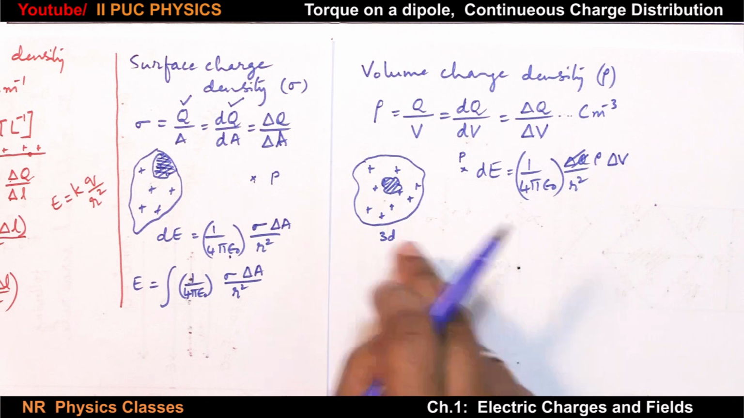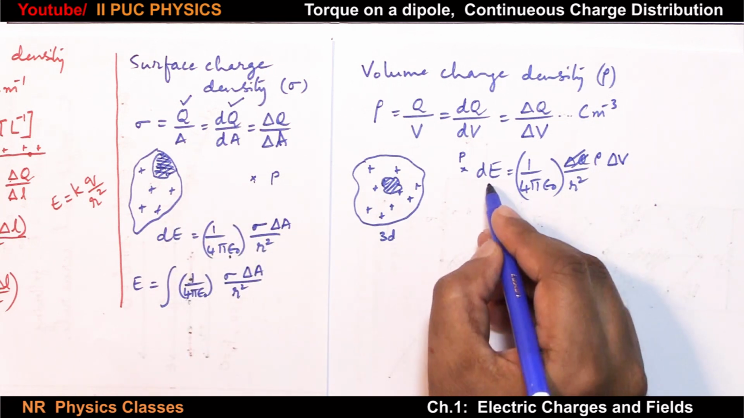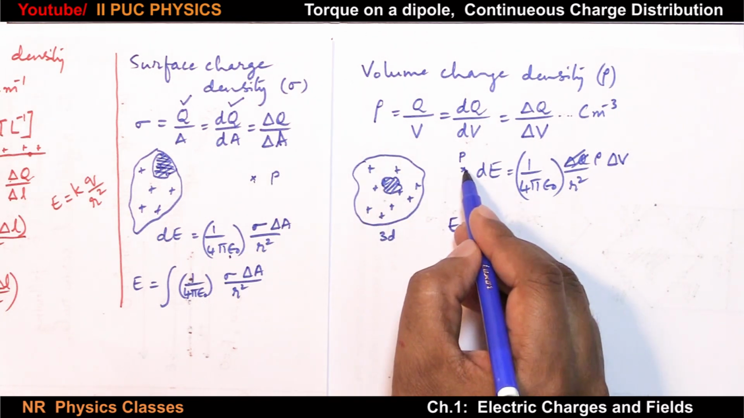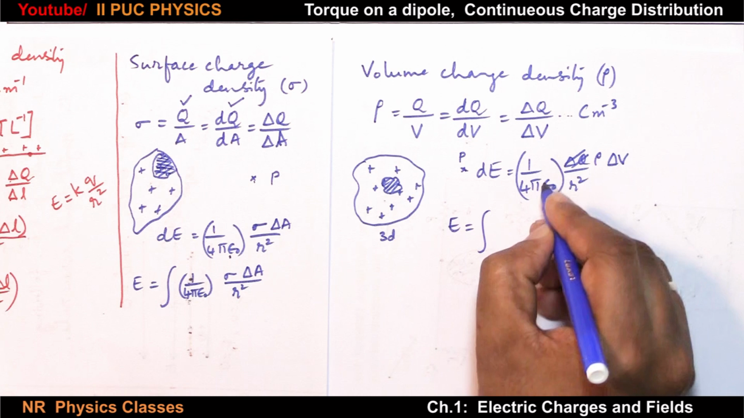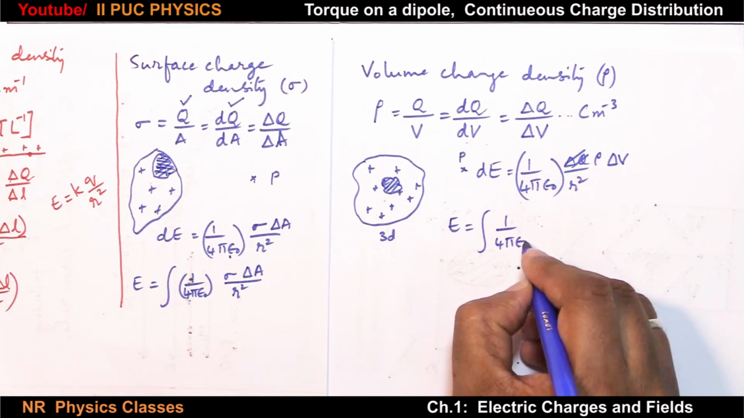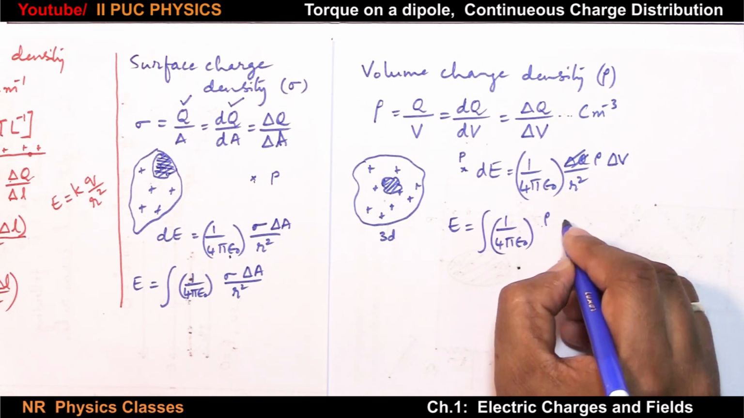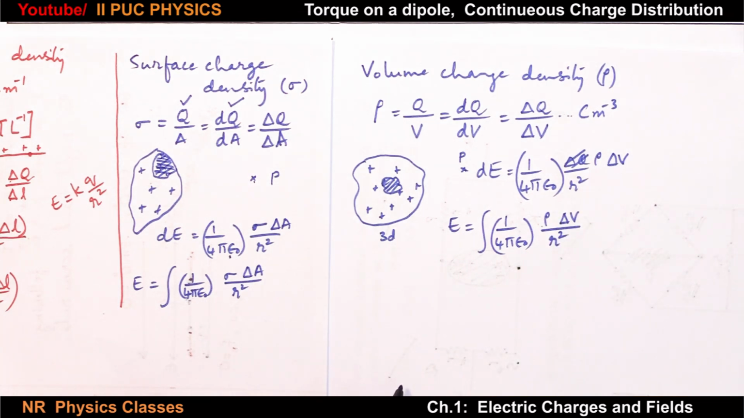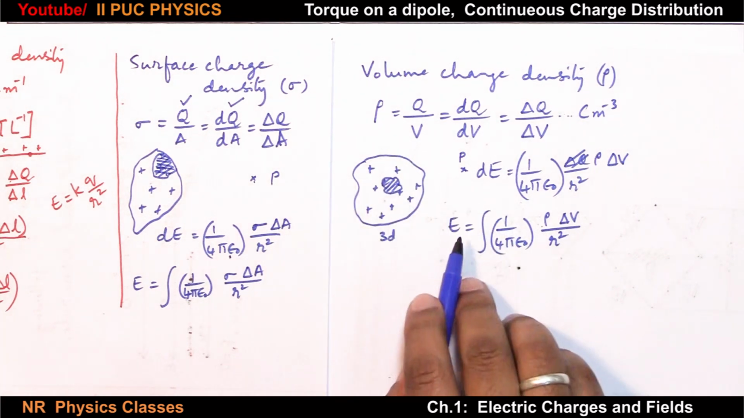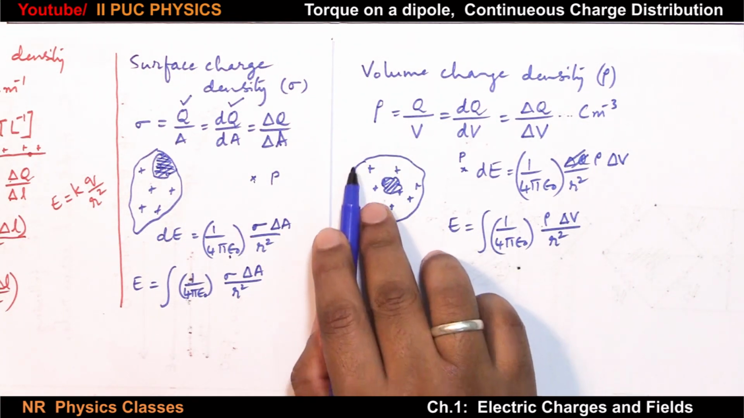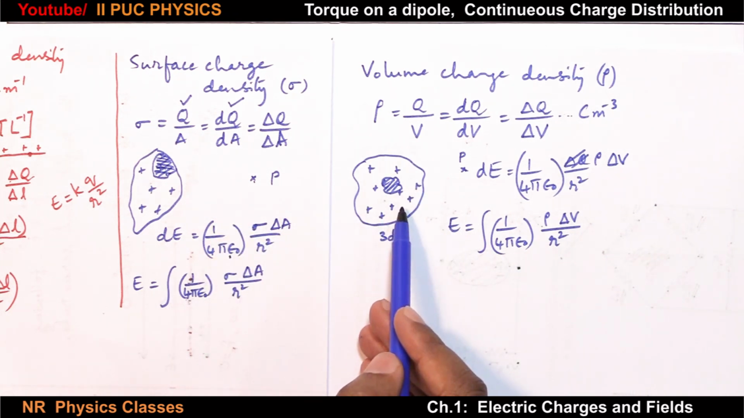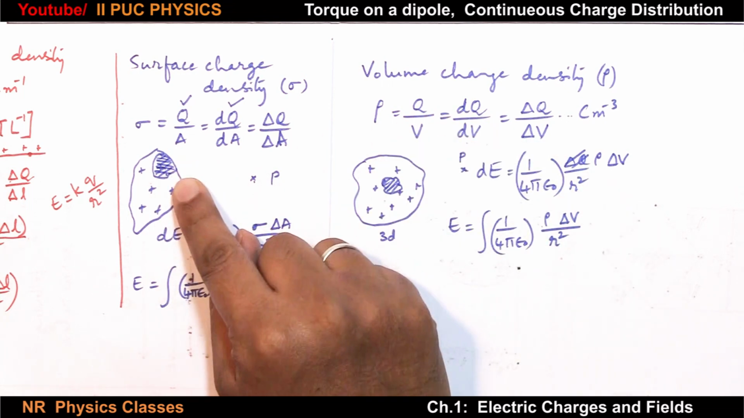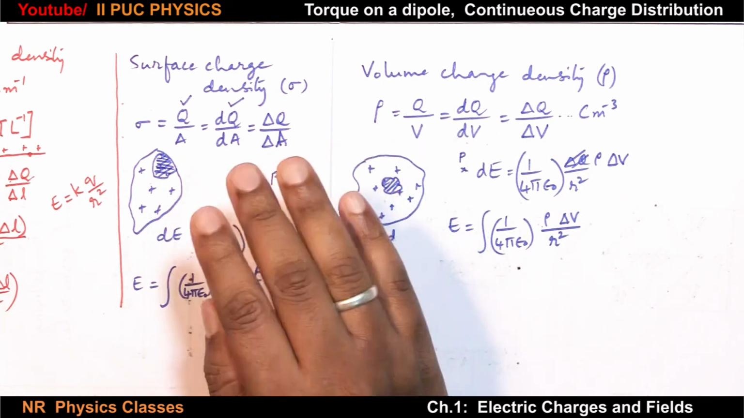Let me finish this and we can write neatly. Total electric field means, because of the entire charge, what is the electric field at point P, we have to integrate this: 1 by 4 pi epsilon naught into rho delta V by r square. So this is how electric field can be found out for a distribution of charge. Volume distribution means throughout the material there should be charge. Surface charge density means charge should be only on the surface.